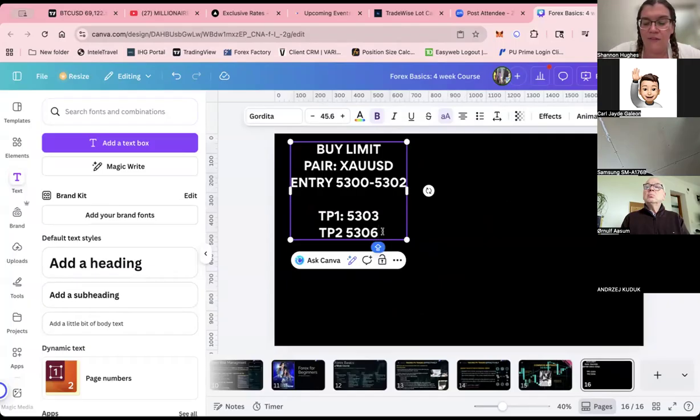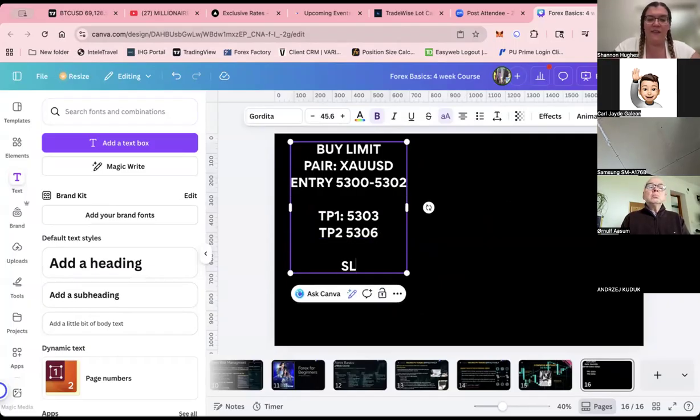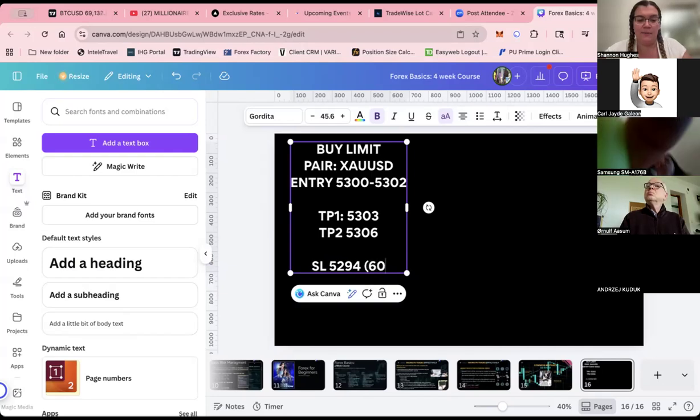I'm not going to go through all of it. Imagine there's up to a TP5, and then our stop loss is going to be 52.94, which would make from 5,300 a 60 pip stop loss.